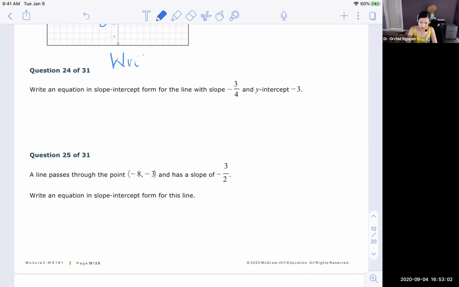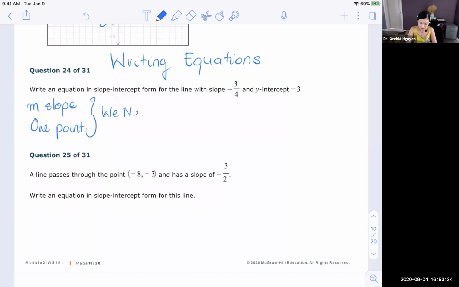24. Now, earlier what we had was graphing the equation. Now we have to write the equation. So let's say given some information or given the graph of the equation, we should be able to write the equation. So in order for us to write an equation, you need the slope and you need one point. So this is what we need. Now, in the case of number 24, it's really easy because not only do they give you a point, they give you the y-intercept. So it's really easy to just simply plug it in. So that's going to be the equation.